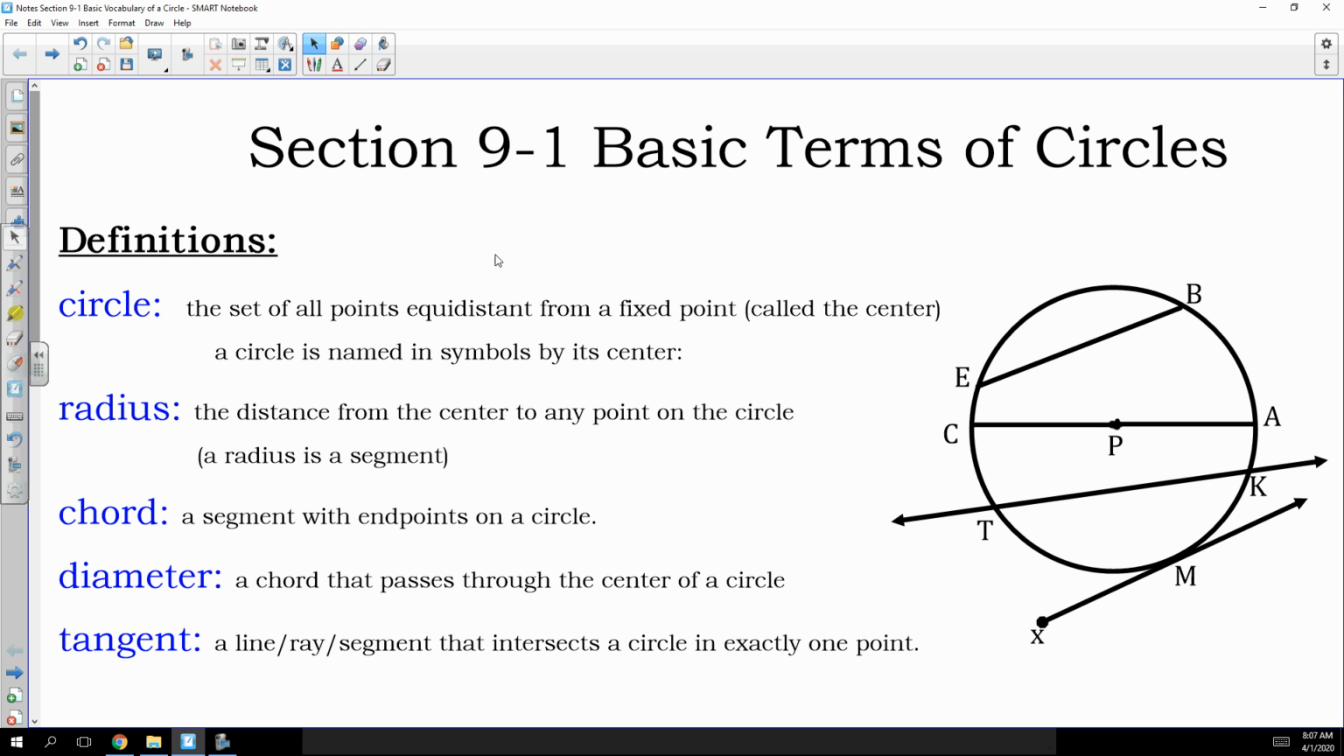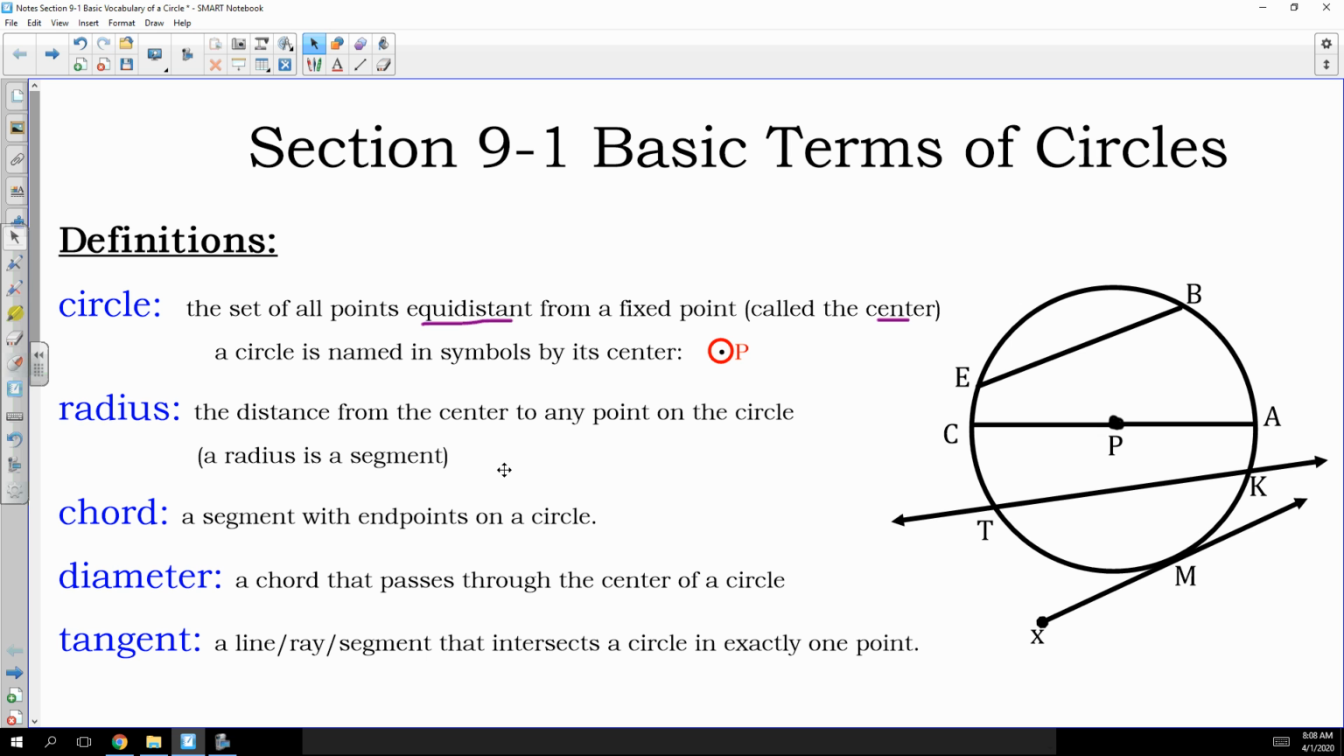Definition of a circle. A circle is the set of all points equidistant from a fixed point, right? That's kind of a big deal. Same distance away from a fixed point called the center, and a circle is named in symbols by its center. So in the picture at right, the center of the circle is here at point P, and I'll just highlight that a little bit, make it a little bit larger so you can see it more clearly. And that is point P. Got it? And then you would name it just like circle P.